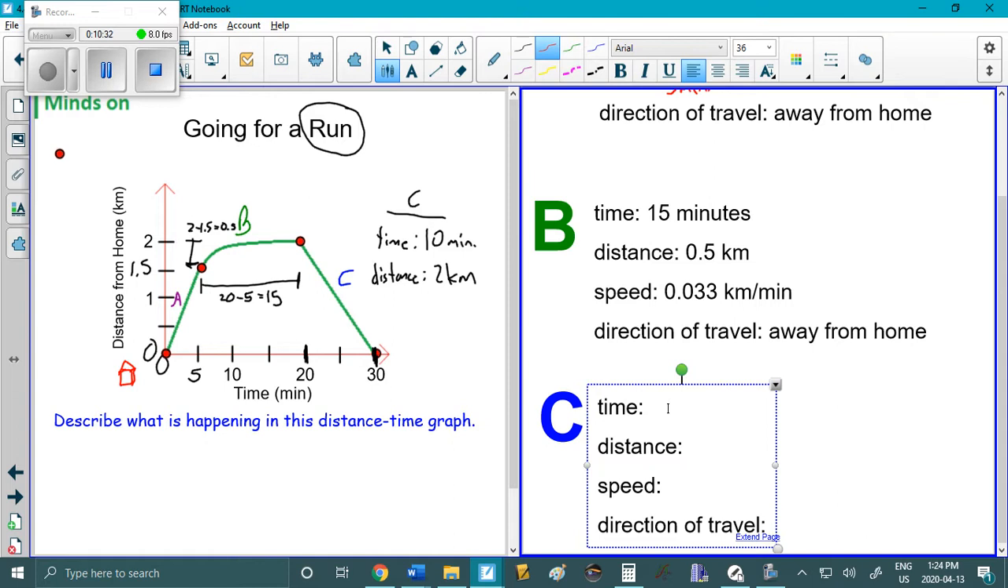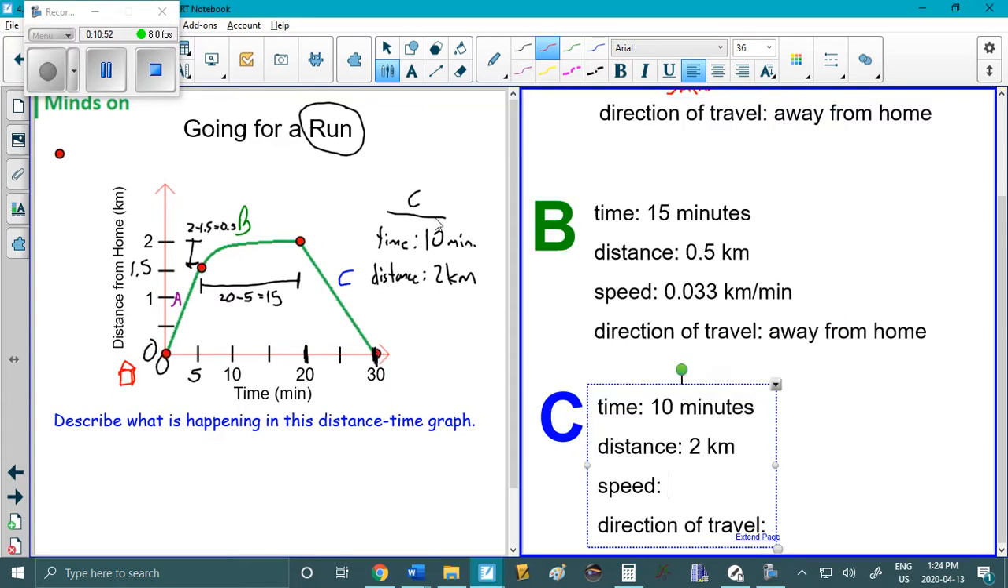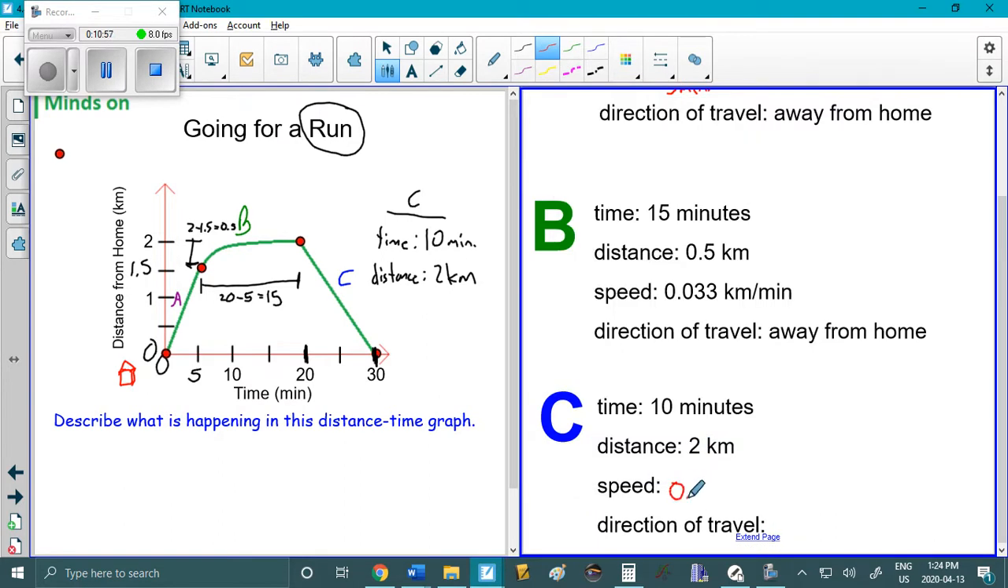Okay, so the time taken for part C, we started at 20 minutes, we ended at 30, so that's 10 minutes. The distance, they were 2 kilometers away and they got all the way home. So 2 kilometers. And the speed is going to be 2 divided by 10, and 2 divided by 10 is 0.2 kilometers per minute. Okay, 0.2 kilometers per minute.